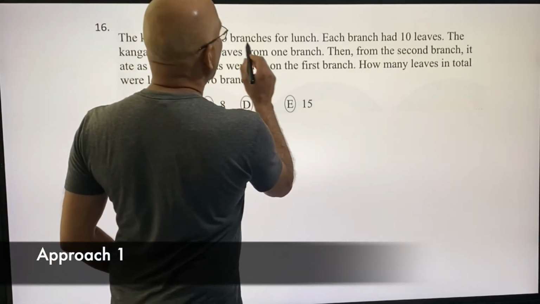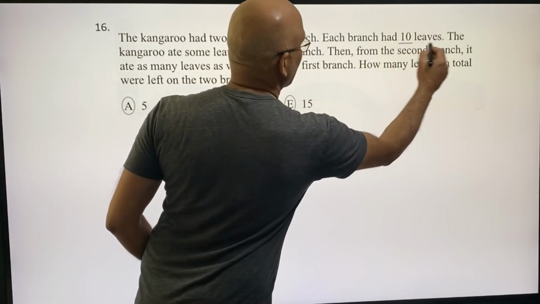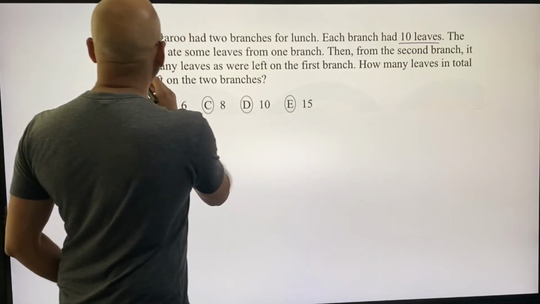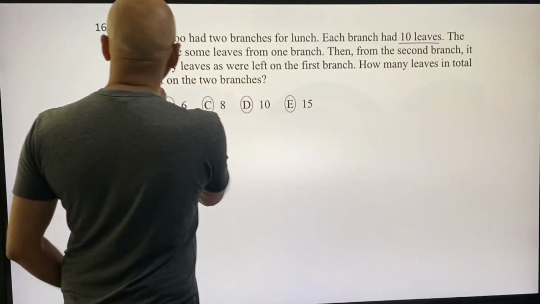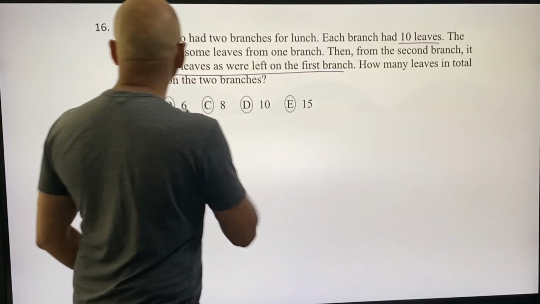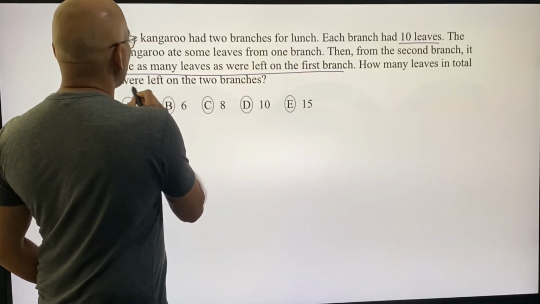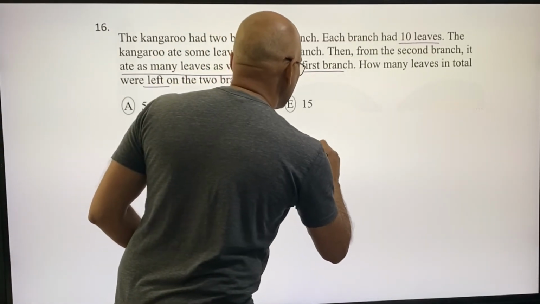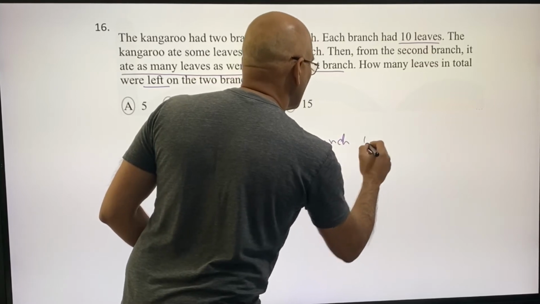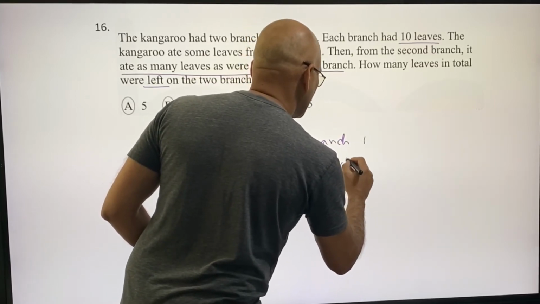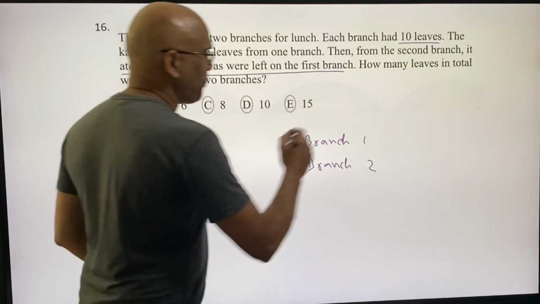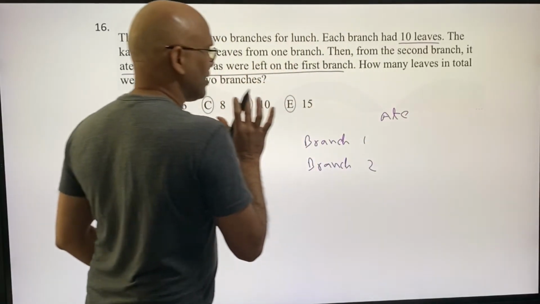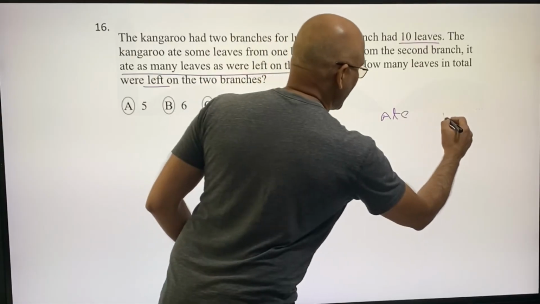The kangaroo had 2 branches for lunch. Each branch had 10 leaves. The kangaroo ate some leaves from one branch. Then from the second branch, it ate as many leaves as were left on the first branch. Okay? How many leaves in total were left on the 2 branches? Okay, so let me make a small table. Call it branch 1, branch 2. Suppose this is how many leaves the kangaroo ate, and this is remaining.